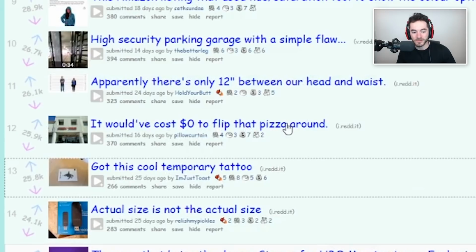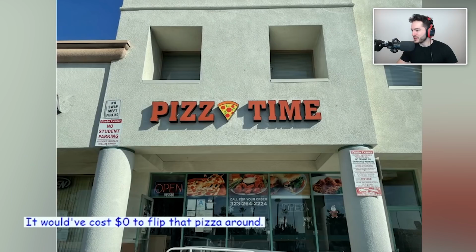It would have cost $0 to flip that pizza around. You had one job. How do you... I just... okay. Maybe they were worried about trademark infringement.